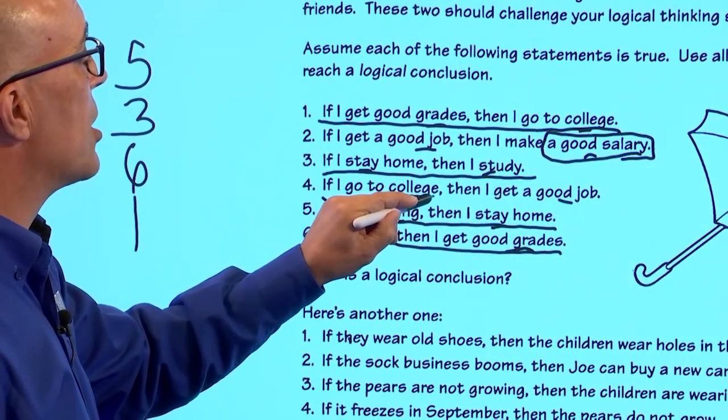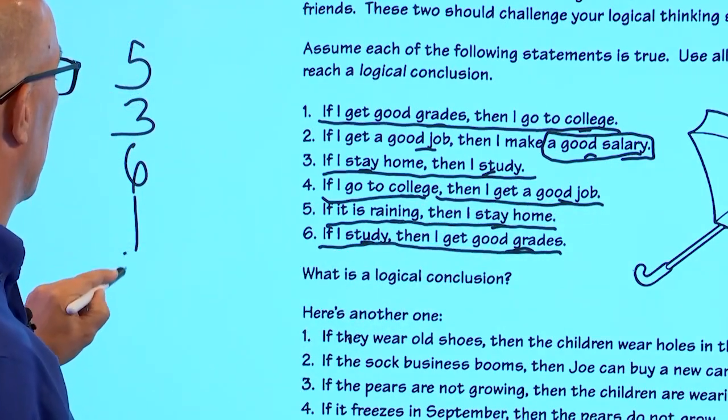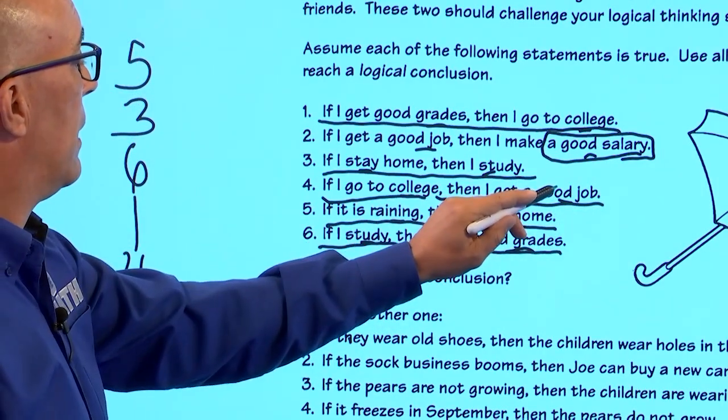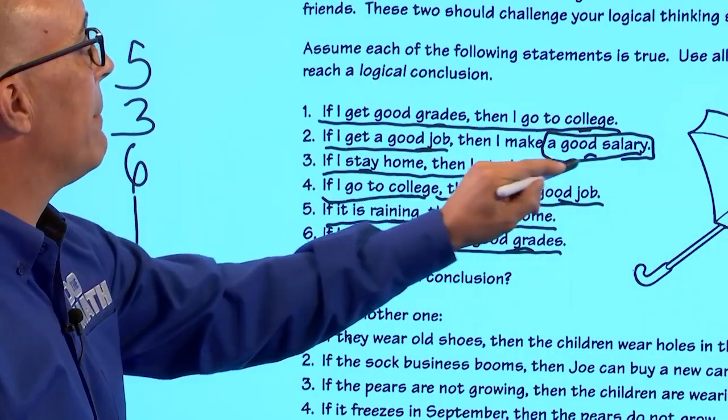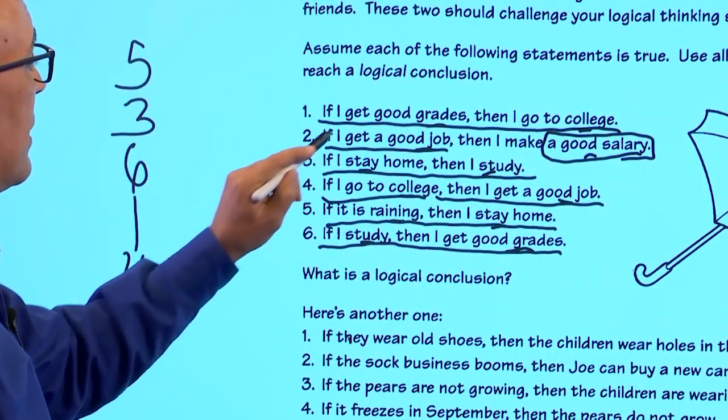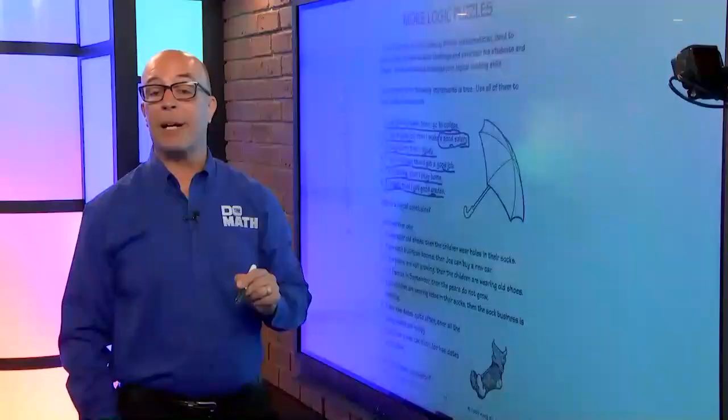If I go to college, then I get a good job, that was number 4. Good job is where we ended. If I get a good job, then I make a good salary. 2 is the last one, and good salary is what we want at the end.